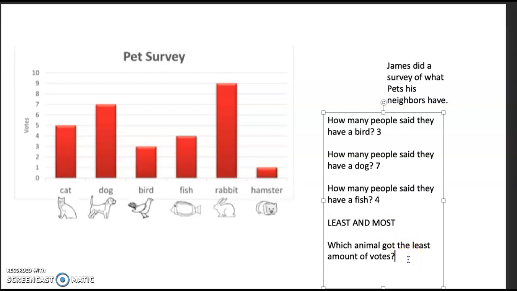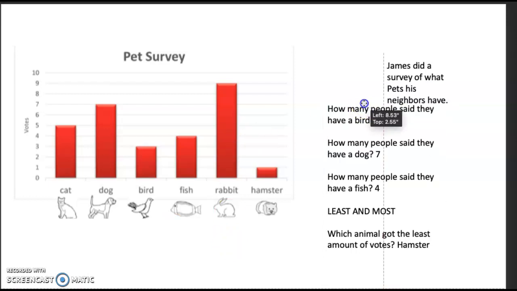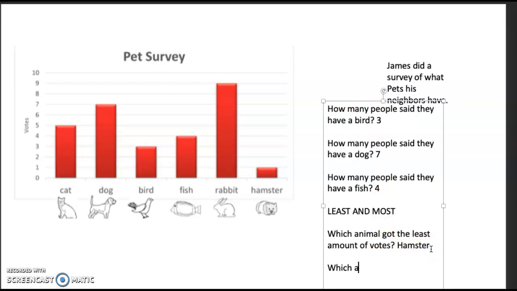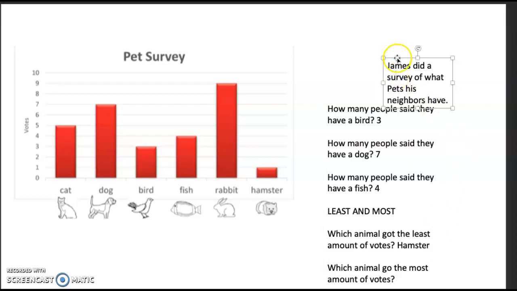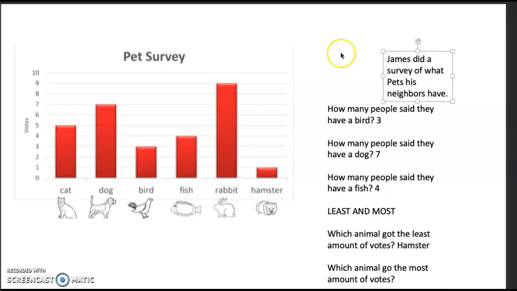So the hamster, that little hamster. Okay. What we're going to do now is talk about which animal got the most amount of votes. I keep needing more space, so I'm going to have to move this up a little bit again. Which animal got the most amount of votes? I'll give you a few seconds to work on that.